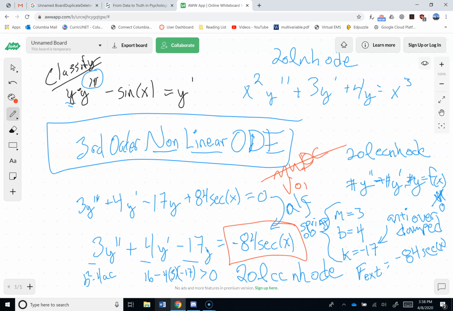So then I'm left with variation of parameters or a Laplace transform. So, is secant of x a unit step function or a Dirac delta? No, it's not. Okay. And then is secant of x on the Laplace table? I'm not seeing it here.